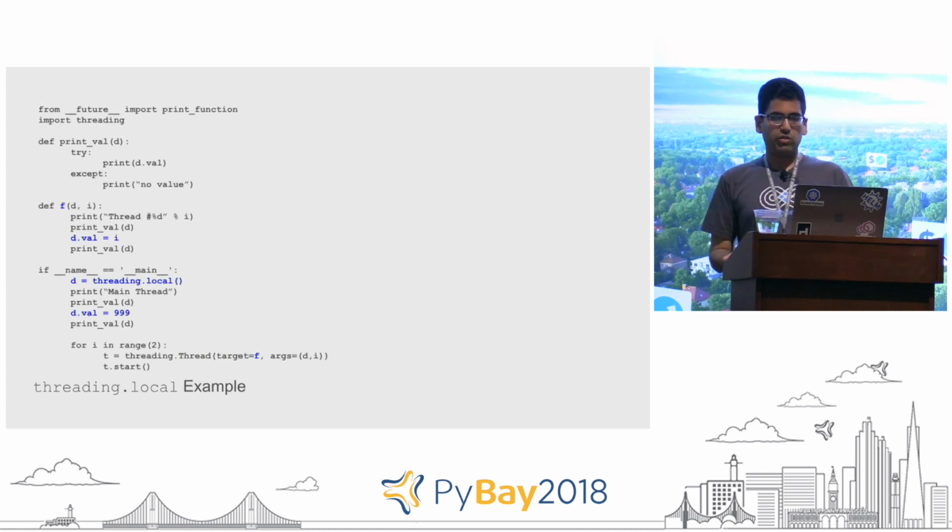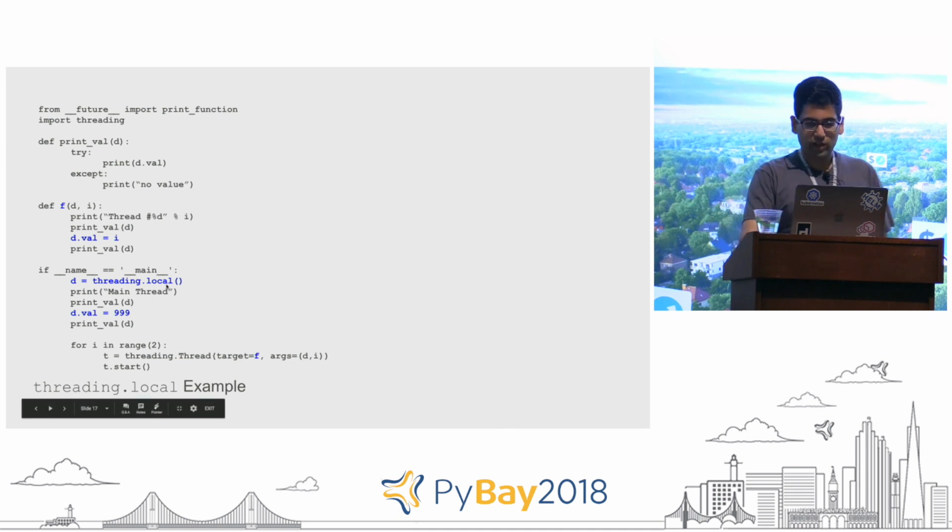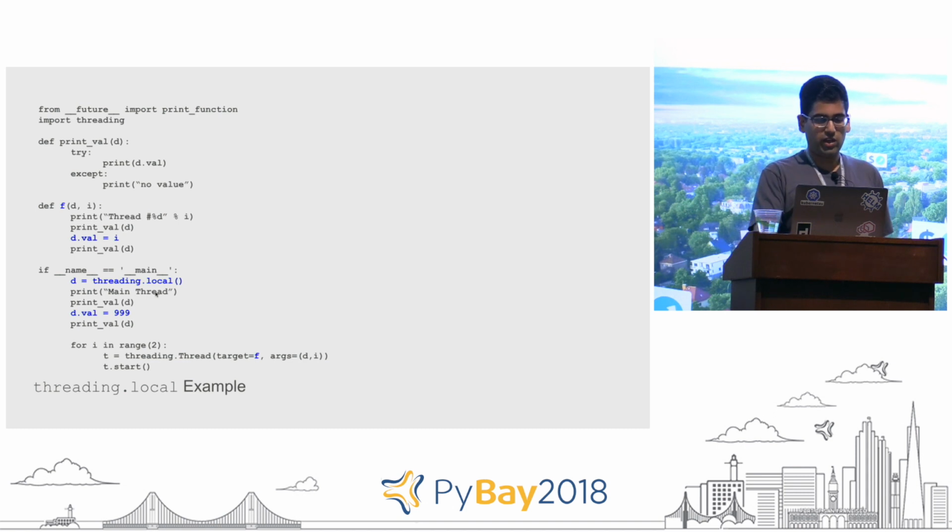So here's a brief example of that. You can see here, I'm creating my threading.local object. And there are 3 threads involved here, the main thread and the 2 threads that I'm forking here.